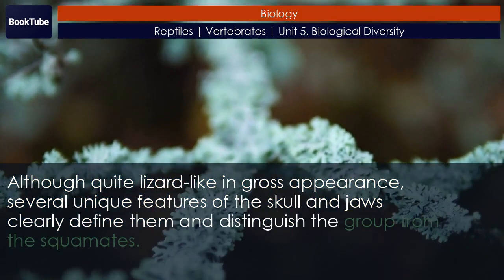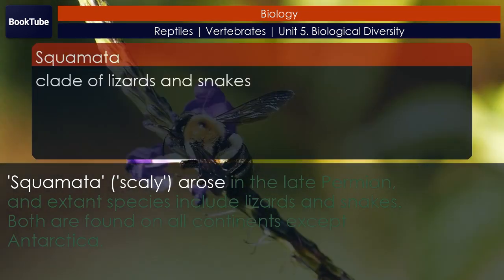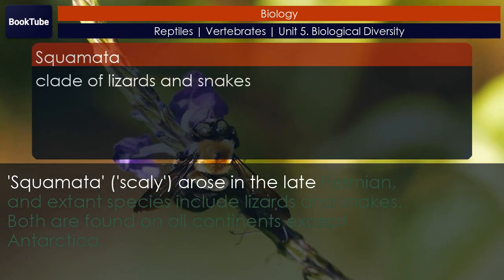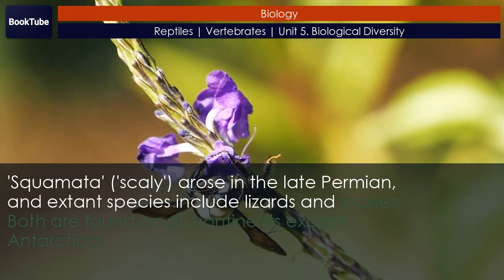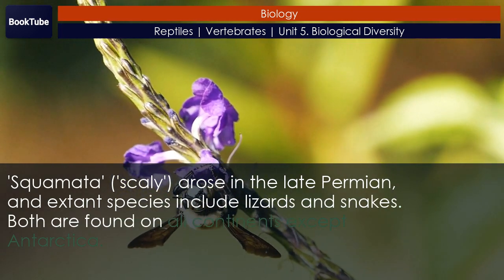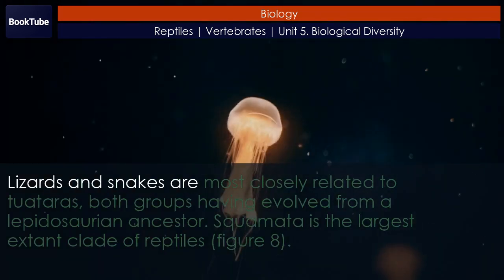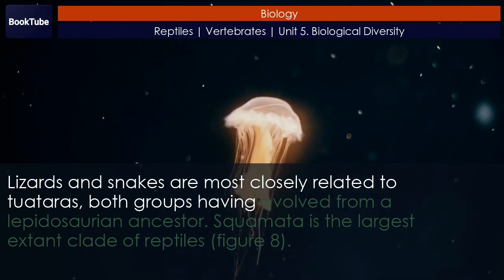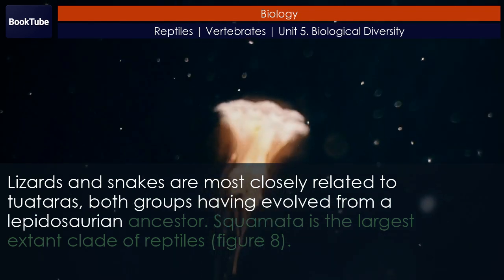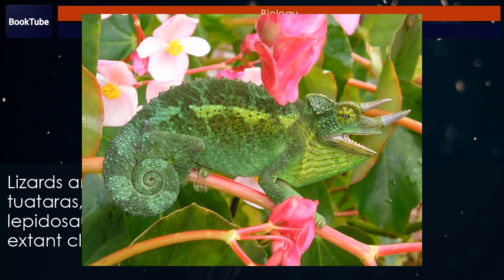group from the squamates. Squamata. Scaly. Arose in the late Permian. Extant species include lizards and snakes. Both are found on all continents except Antarctica. Lizards and snakes are most closely related to tuataras, both groups having evolved from a lepidosaurian ancestor. Squamata is the largest extant clade of reptiles.